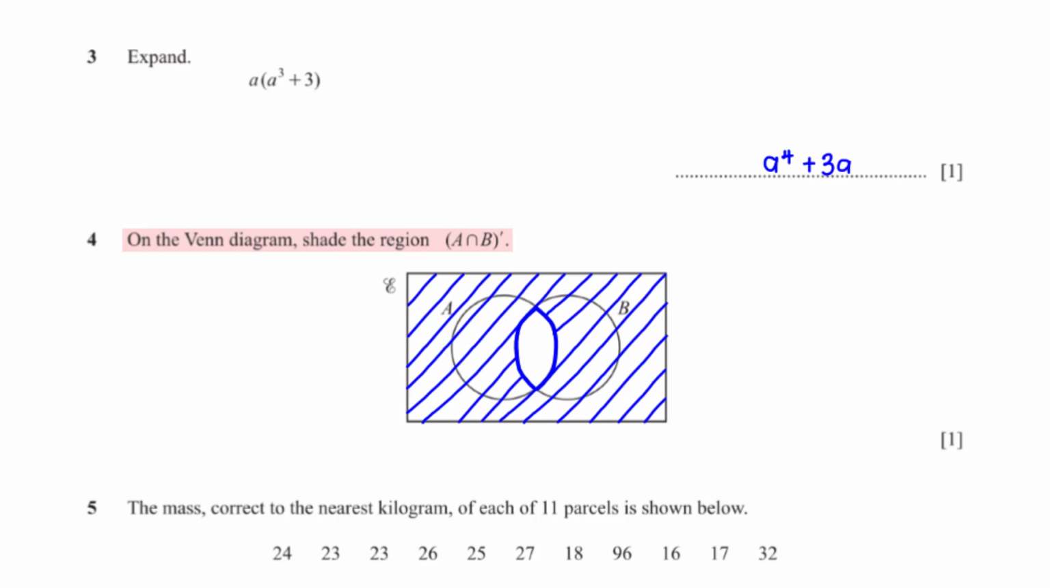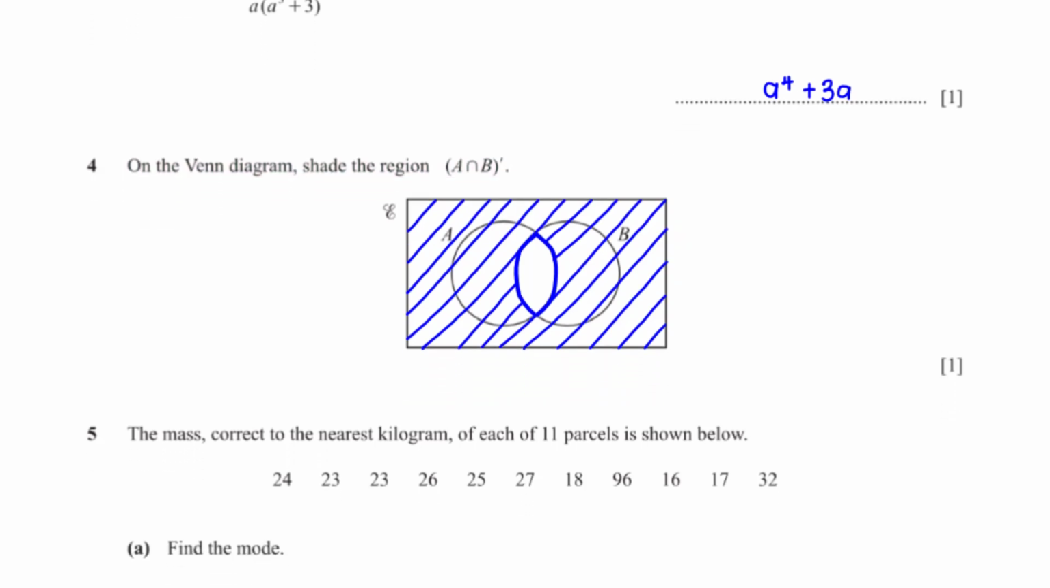On the Venn diagram, shade the region A intersection B complement. First, we identify the region A intersection B. Then we shade the region outside A intersection B.